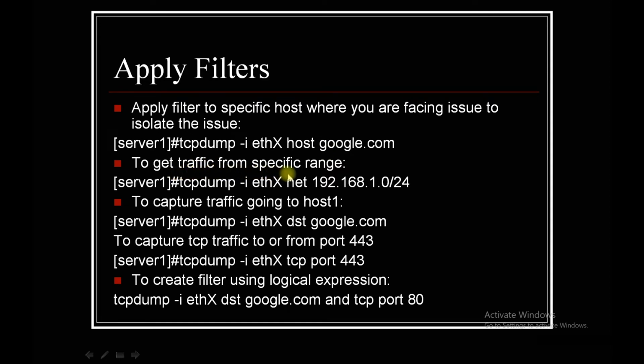To get the traffic from a specific range, if you want to get the traffic from a particular subnet or IP range, then you can define net and the network range. How to capture the outgoing traffic from host 1, so you can mention destination or source IP, I mean outgoing and incoming. So any of the source or destination host name you can mention accordingly. If you want to find for the port, TCP port 443 or TCP port 22 or TCP port 80, anything else, whatever based on the port requirement you want to search.